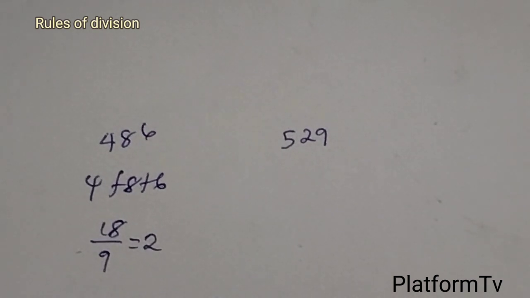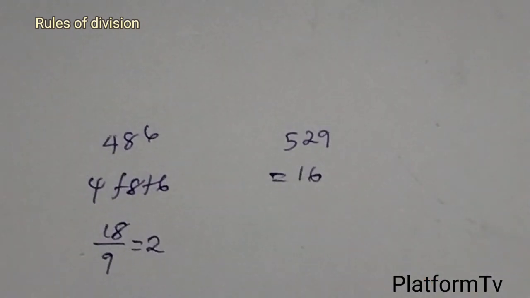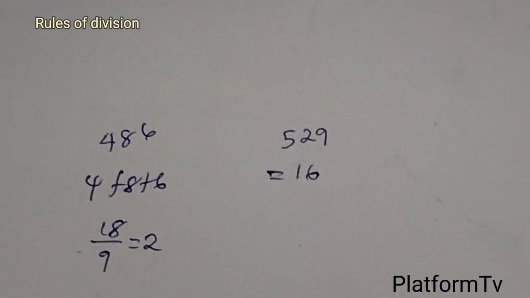Right? And we'll do the same thing for 529. So 5 plus 2 plus 9. What do you think the answer will be? 5 plus 2 plus 9 will give me what? 16. And 16 isn't divisible by 9. Therefore, 486 is divisible by 9, but 529 is not divisible by 9.